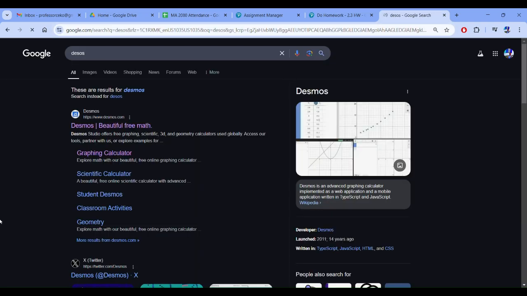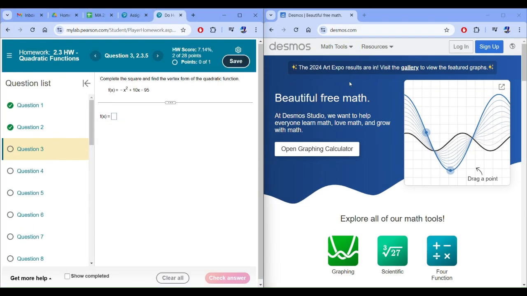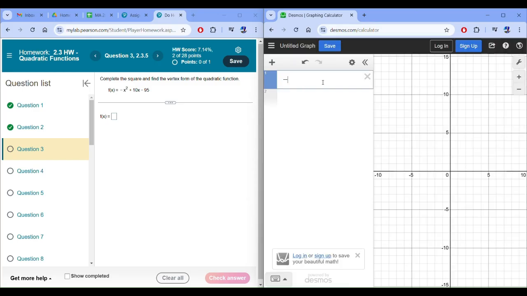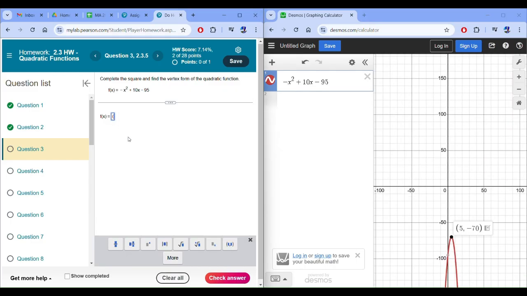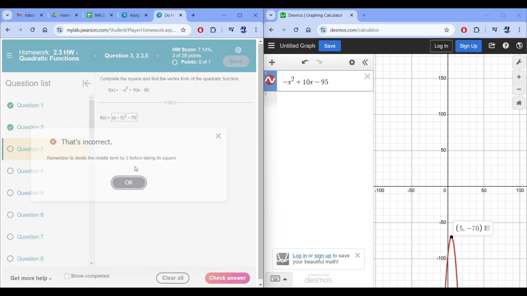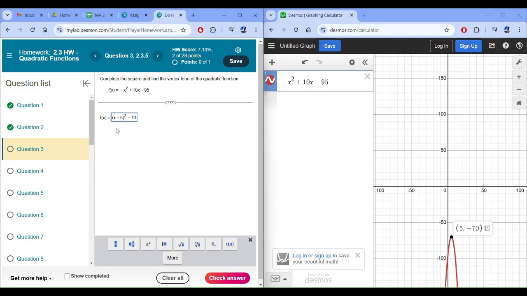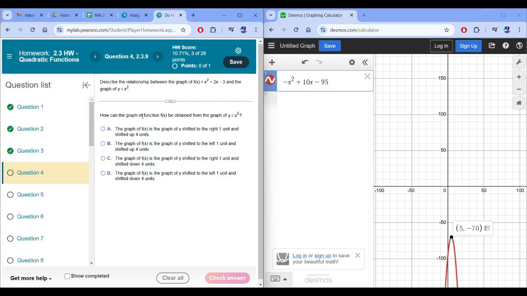Now if we have Desmos, what I should be able to do is just open this calculator, type in negative x squared plus 10x minus 95, find this vertex, and then just go x minus 5 squared minus 70. Oh, my bad. There's a negative 1, so it's a negative x squared, and everything else is exactly the same. I forgot the negative because this graph is going down. So that should be an easier way.